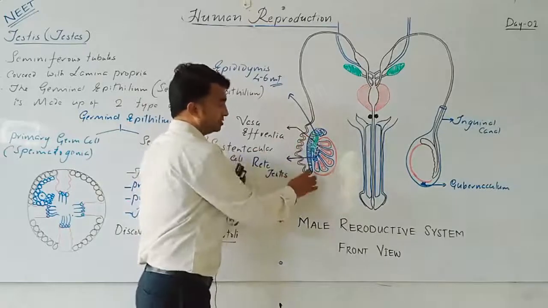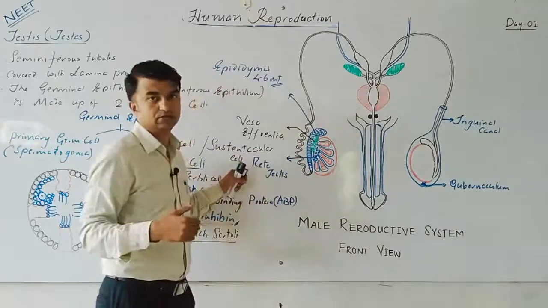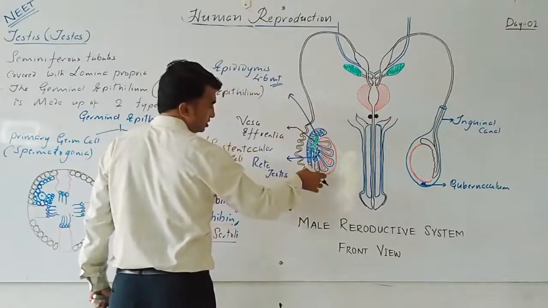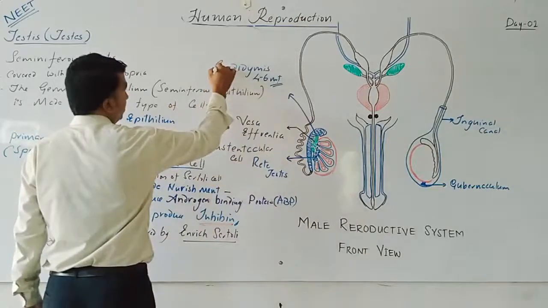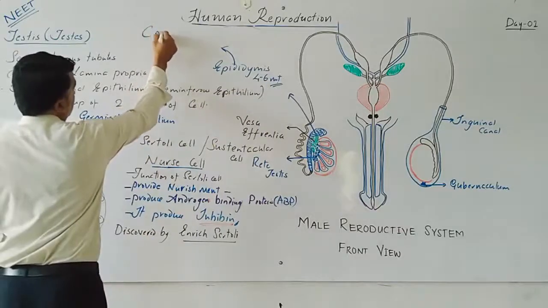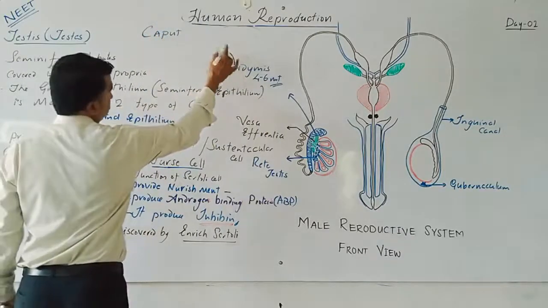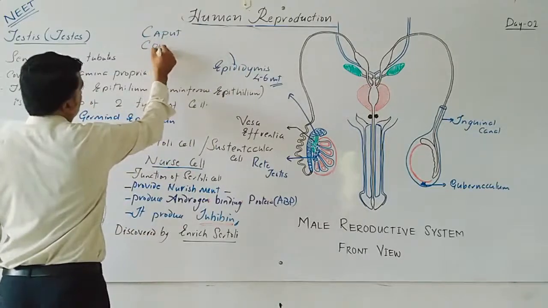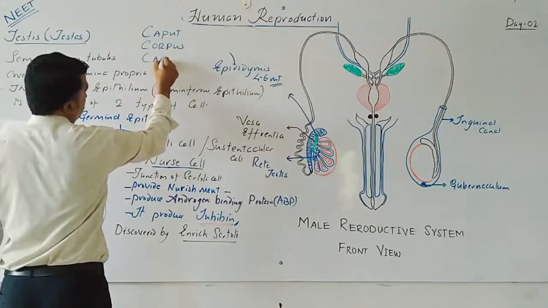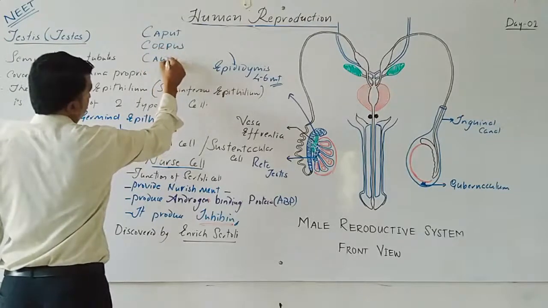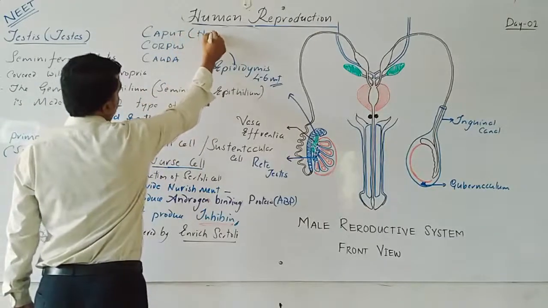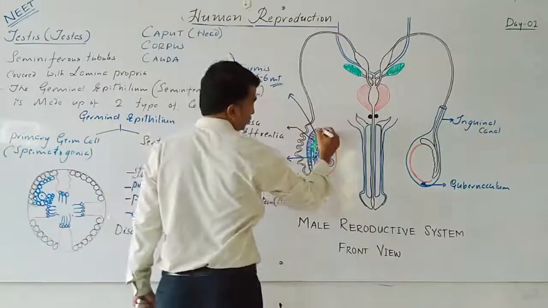So this epididymis is again divided into 3 parts. When you observe this one, this is the head region, this is the middle region, this is the tail region. So that is caput epididymis, corpus epididymis, and cauda epididymis. Caput means head. So this is the caput. This is the head region.